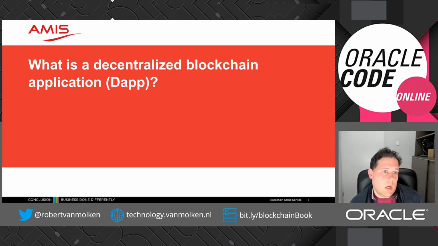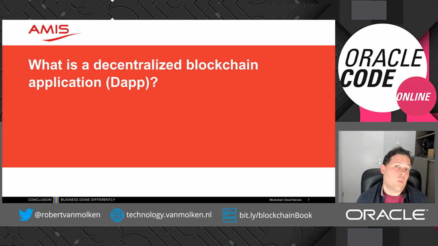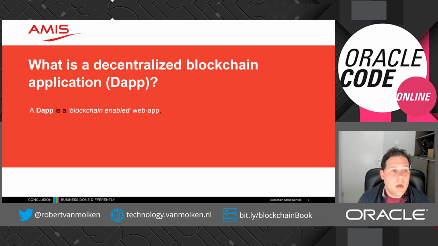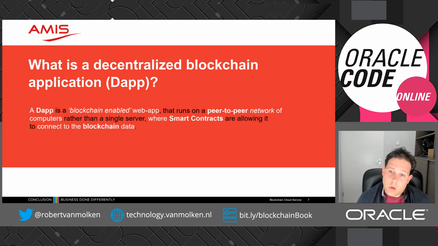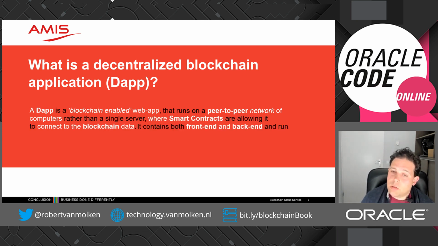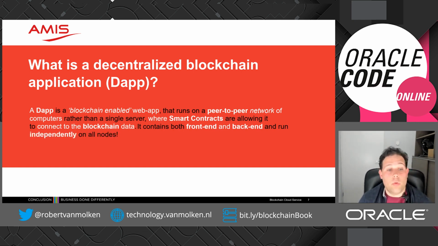So next, we're gonna look at what. So we talked about blockchain. Now let's look at the layer of what we can build on top of that. They are called decentralized blockchain applications, or in short, a DApp. So a DApp is a blockchain-enabled web application. It runs on a peer-to-peer network of computers rather than a single server. And in this case, smart contracts are allowing it to connect to the blockchain data. It contains, in the ideal world, both front-end and back-end, and it runs independently on all nodes.